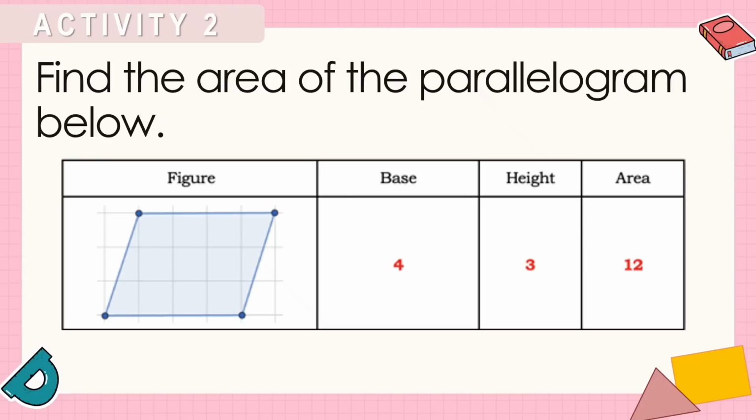So this time let's find the area of the parallelogram. We have here the figure. For the base, we have 4 units, or 4 square units. And for the height, yung taas niya, we have 3 square units or unit squares. So we multiply that, we get 12.